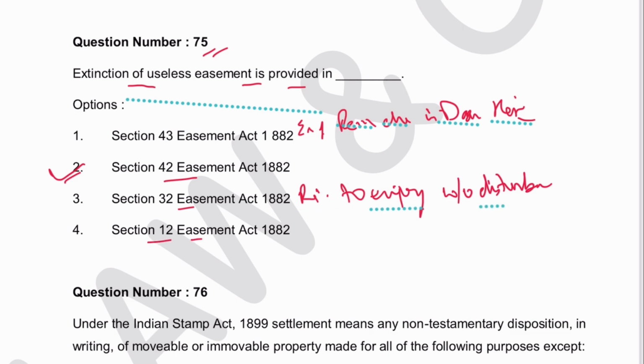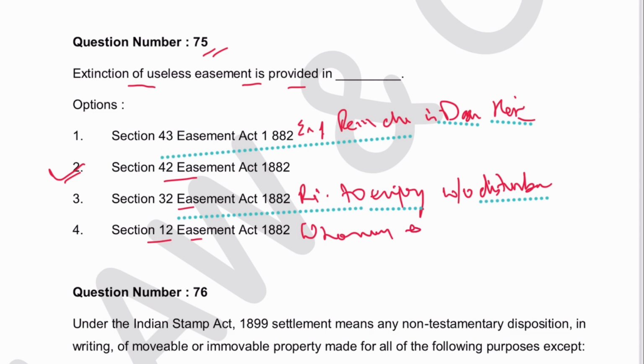Section 12 of Easement Act is who may acquire easement. Okay.